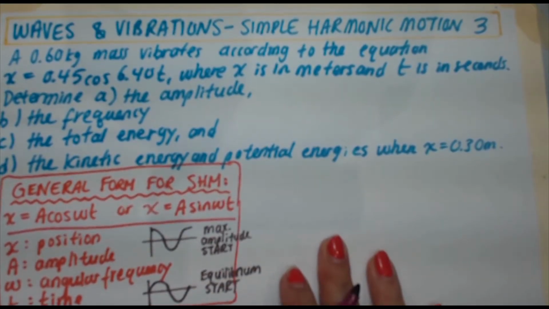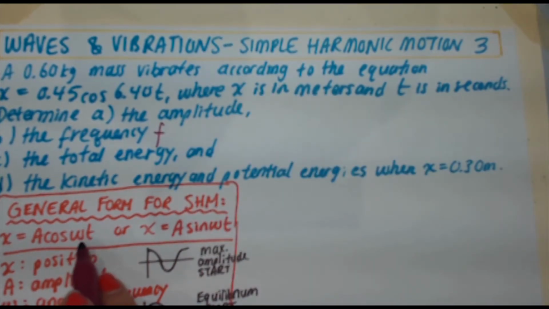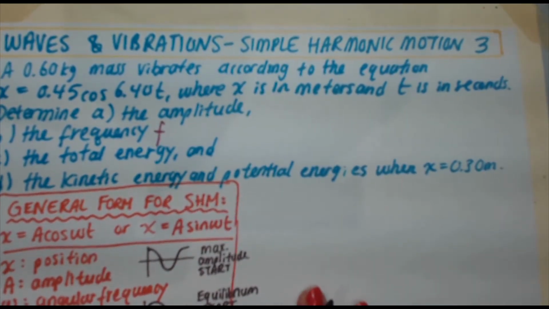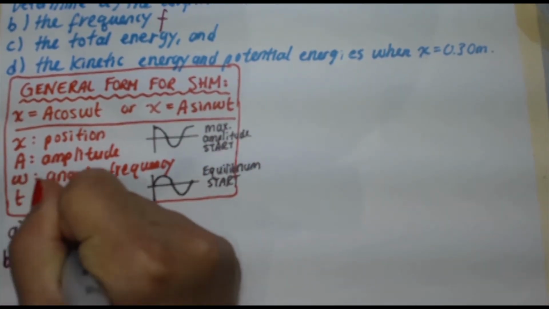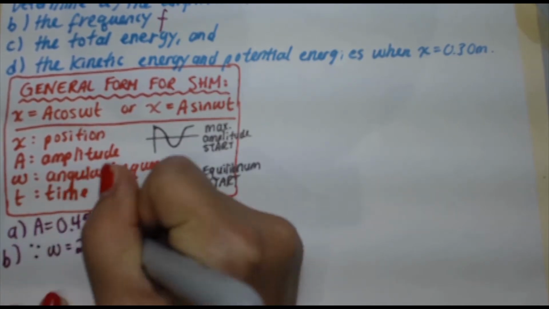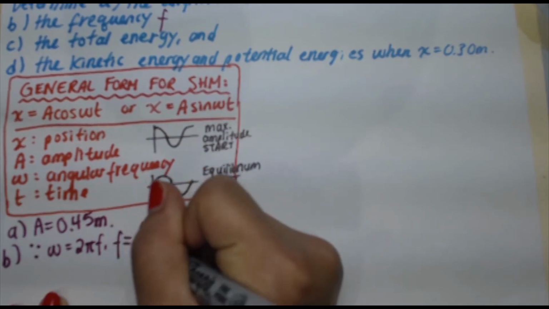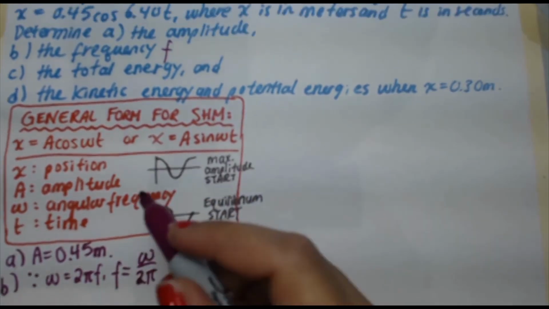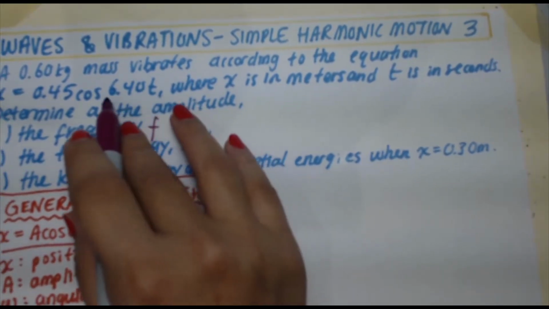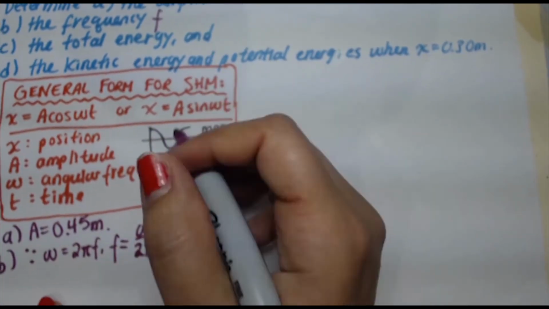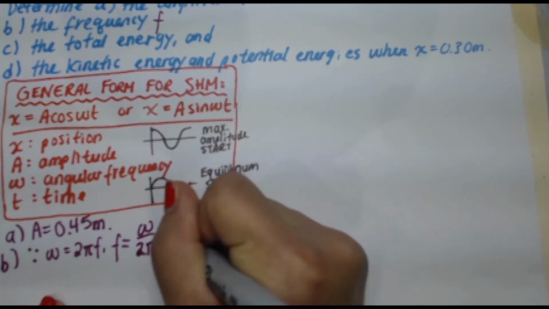Part B, we're looking for the frequency, f. In the equation, we're given omega, the angular frequency. The relationship between angular frequency and f is that omega equals 2 pi f. Solving for f, divide both sides by 2 pi, so f is equal to omega over 2 pi. Omega is the number that precedes the t in the argument of cosine, so here it would be 6.40 seconds to the minus 1, over 2 pi.